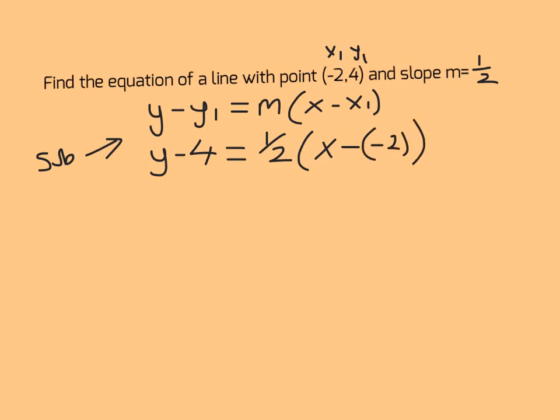Okay, I'm just going to rewrite that all out. So y minus 4 equals a half, x minus 2, is going to give me x plus 2.